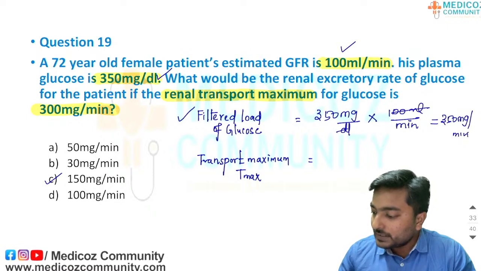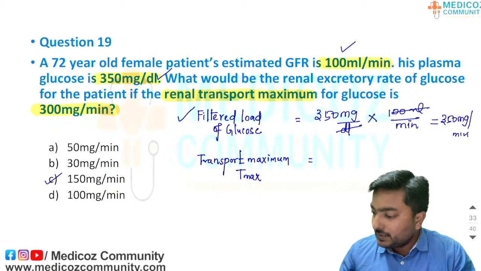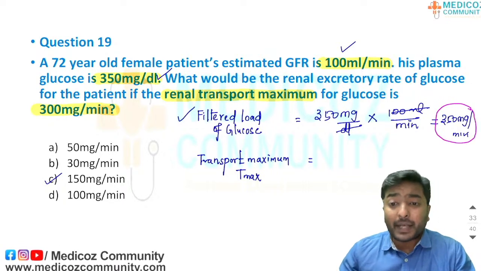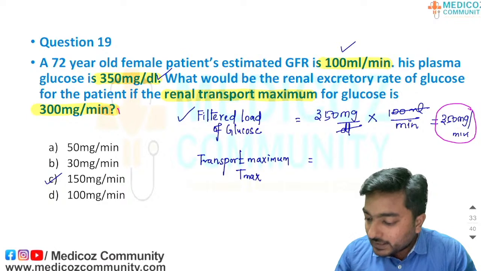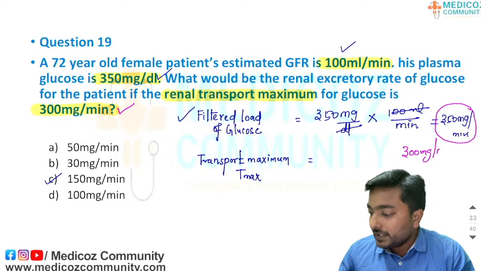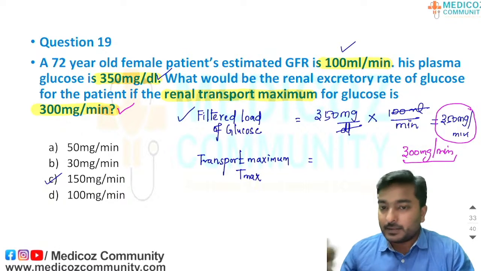100 ml and 1 deciliter will be equal. They are telling that from this filtered load of 350 milligram per minute, the transport maximum for the glucose that can be absorbed by the transporters is only 300 milligram per minute. This is the transport maximum for glucose by the transporters available in the kidneys.